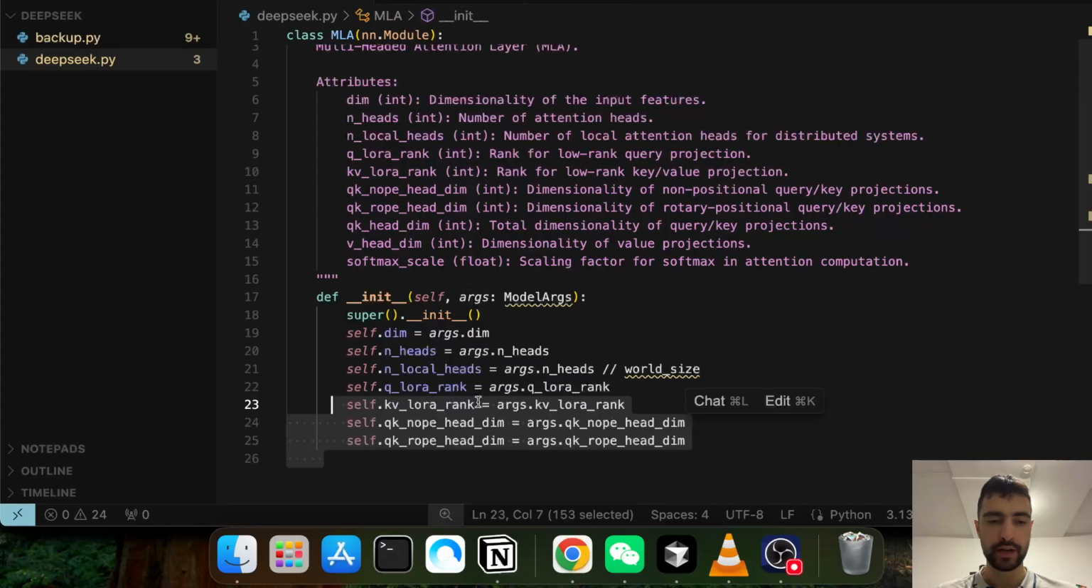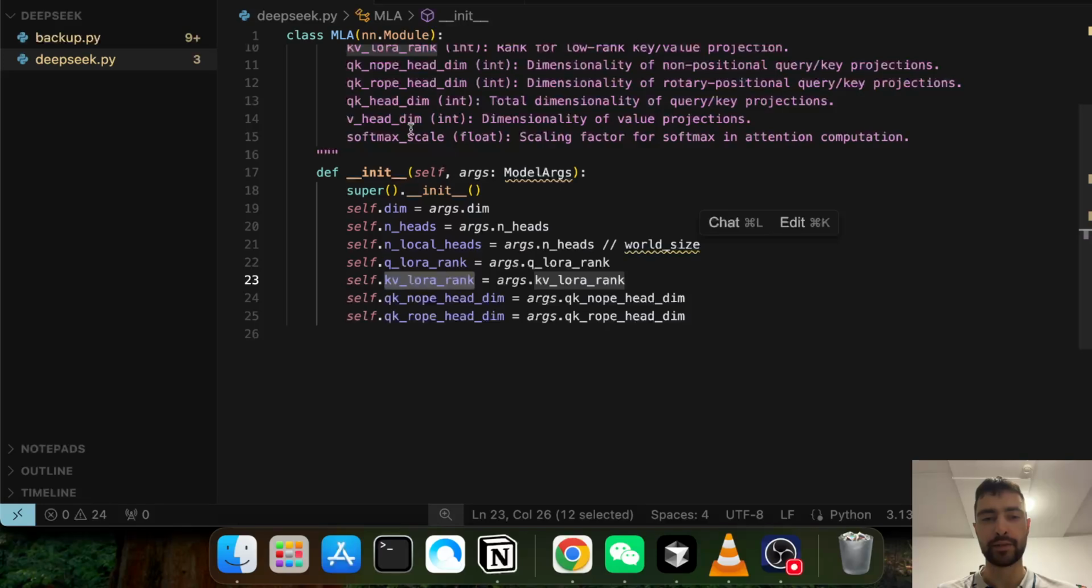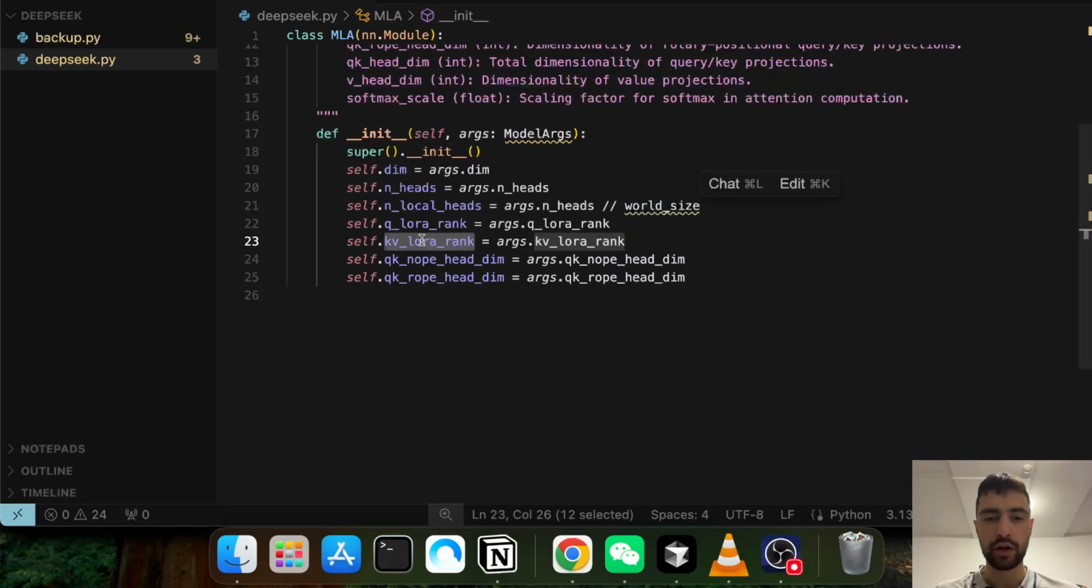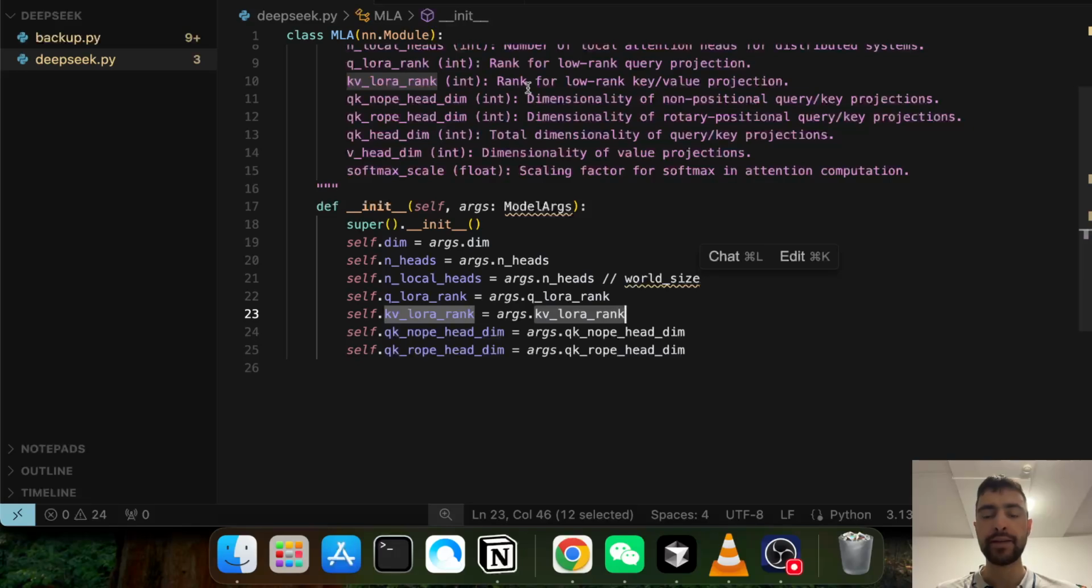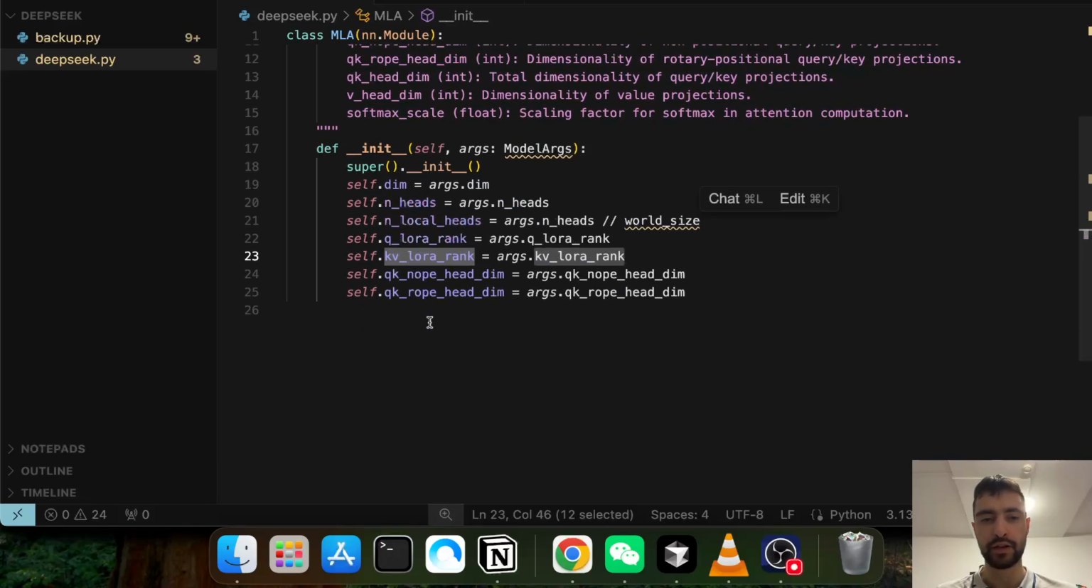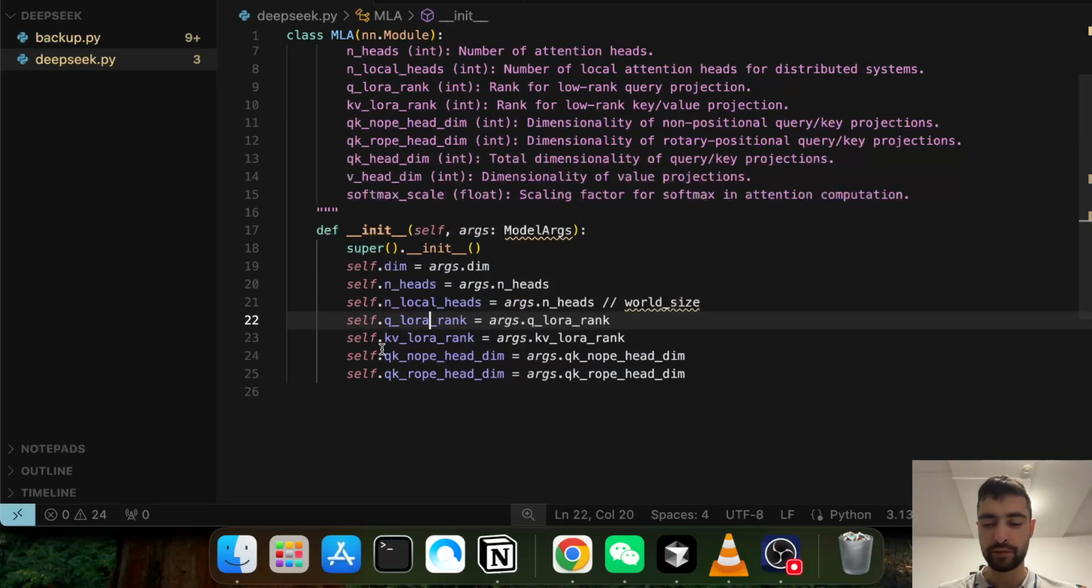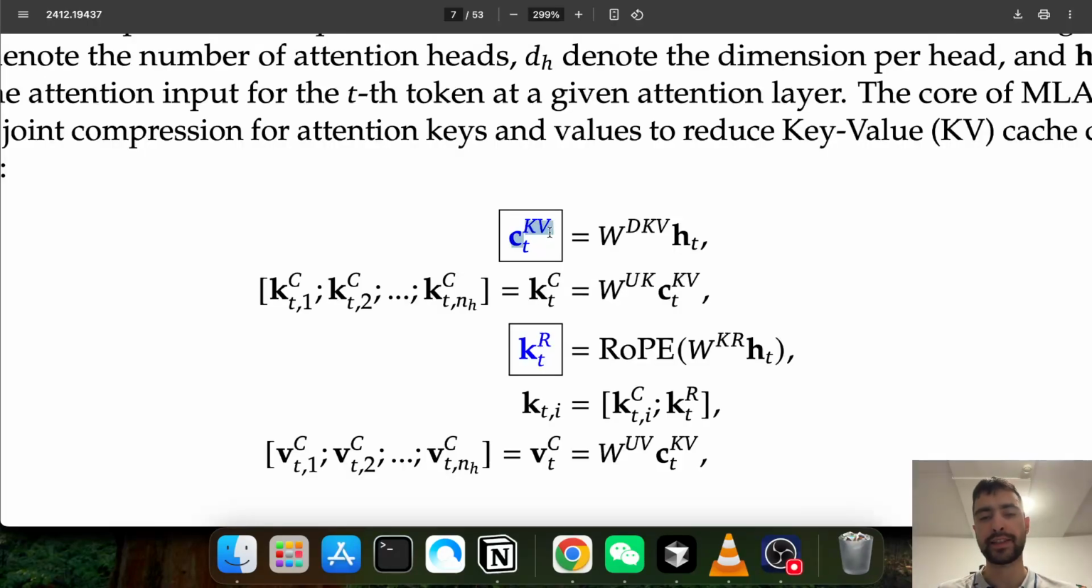Let's go to the next one. We just have these three that I already explained here. LoRa rank, we assign LoRa rank and KV LoRa rank. I think I shouldn't be repeating this, because you already know, or maybe we can repeat. KV LoRa rank is the rank of this vector.